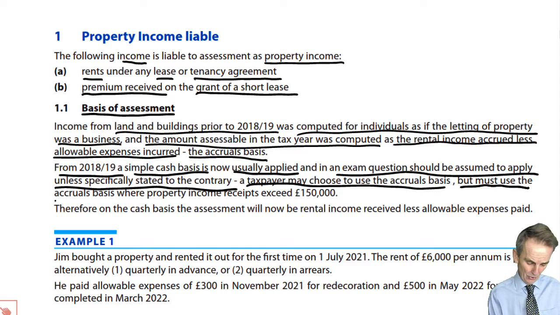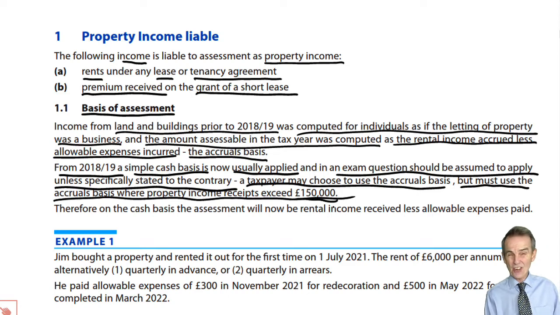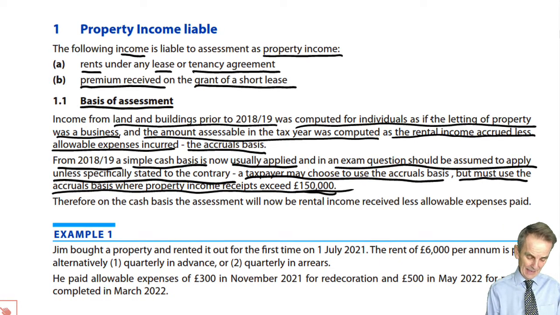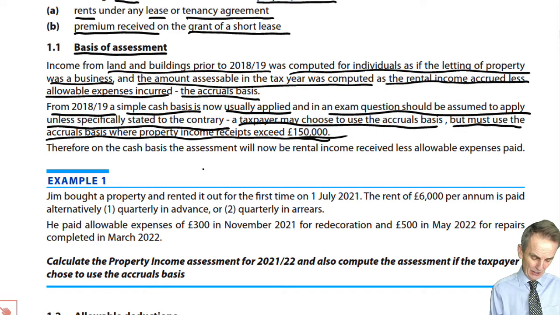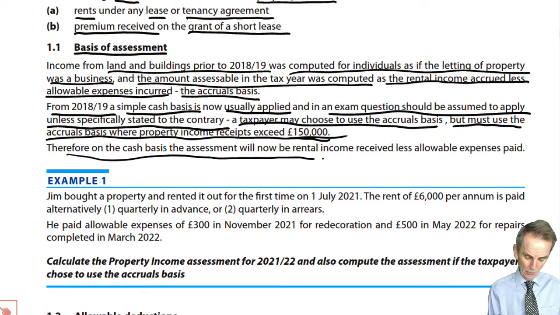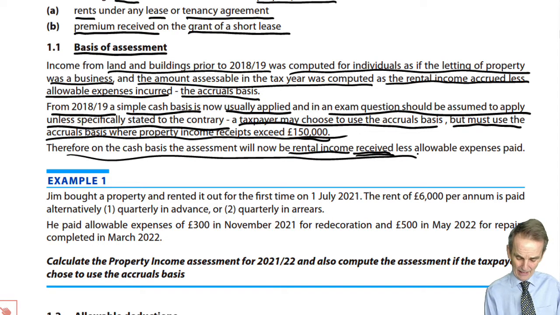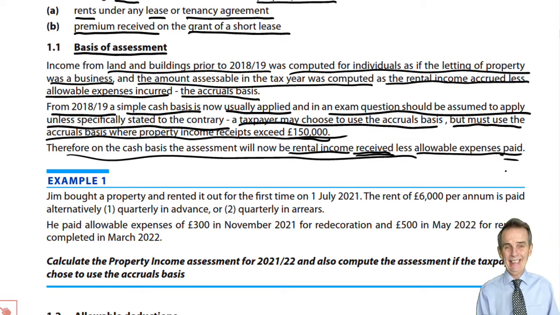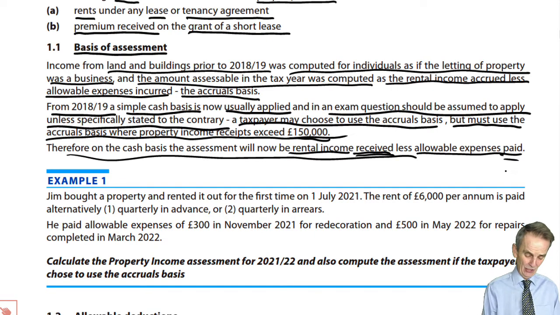But we must use the accruals basis where the property income receipts exceed £150,000. That's a very big number. If you got that level of rental income, this is a business, and therefore the accruals system will apply. You don't have any choice in that matter. Therefore, on the cash basis, the assessment will now be, quite obviously, the rental income received and the allowable expenses paid. It's a received and paid basis.